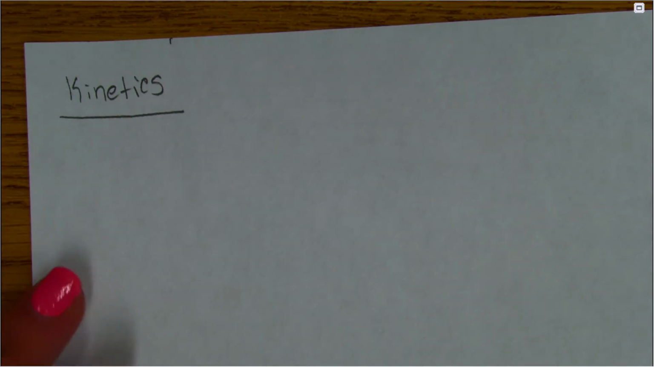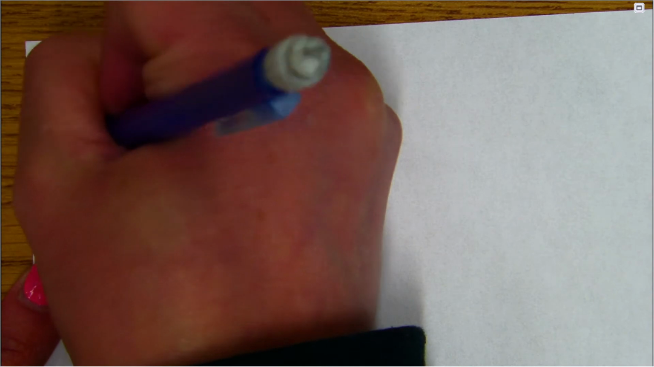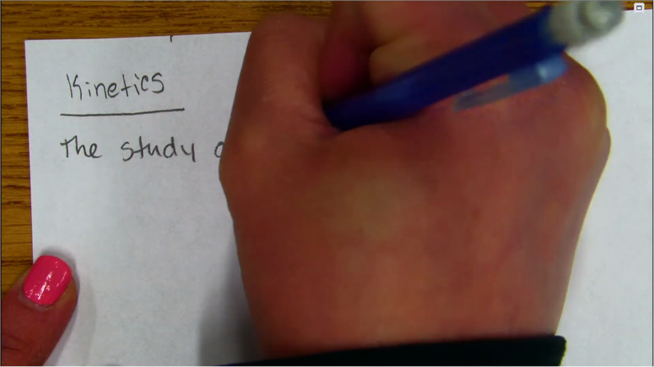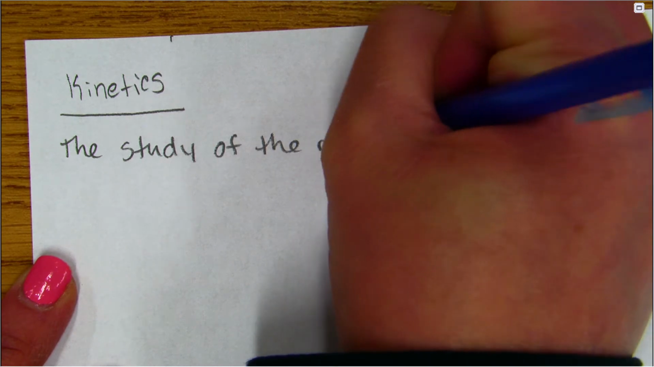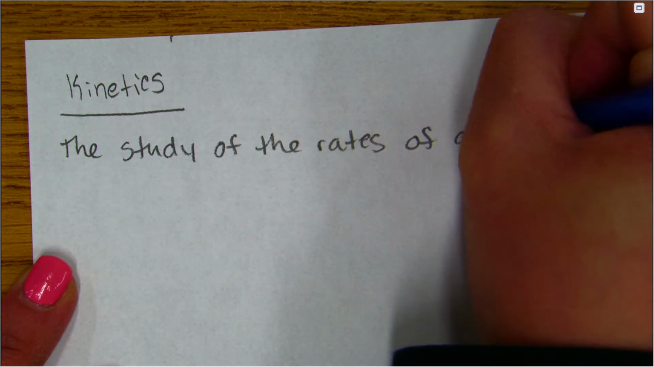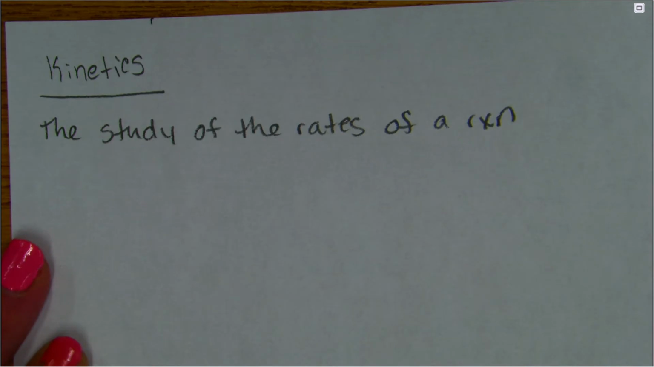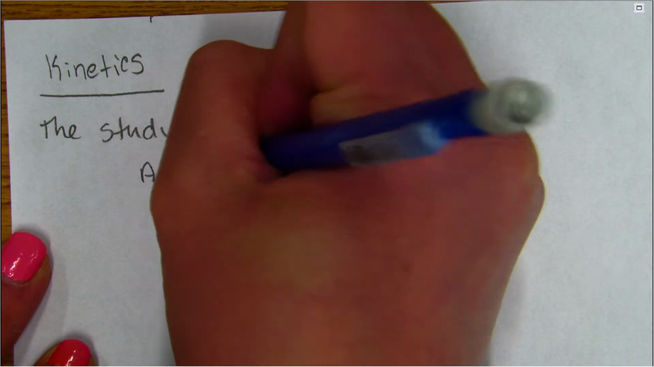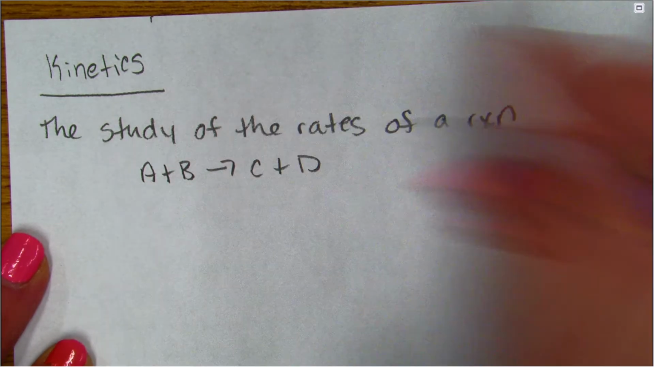All right, so let's look at an introduction to kinetics. Kinetics is the study of the rates of a reaction. If we have a reaction, A plus B, it may yield something like C plus D.